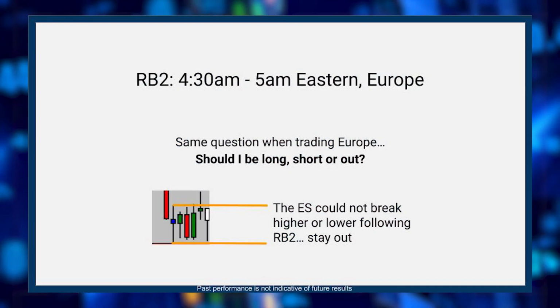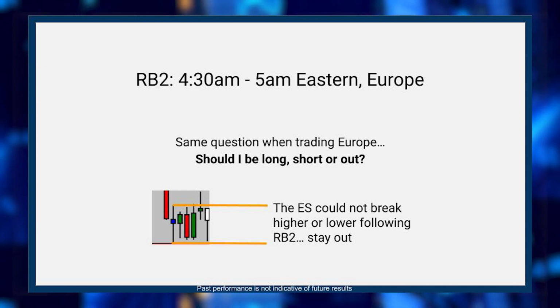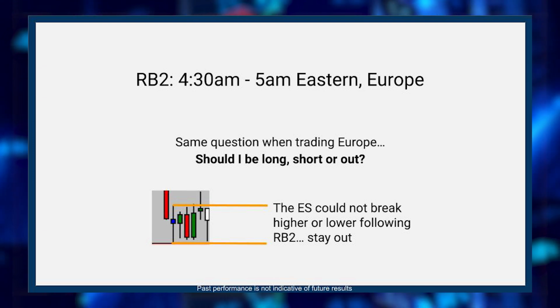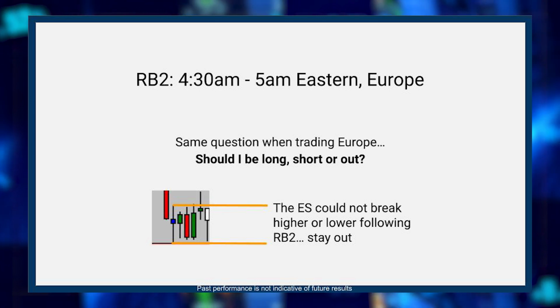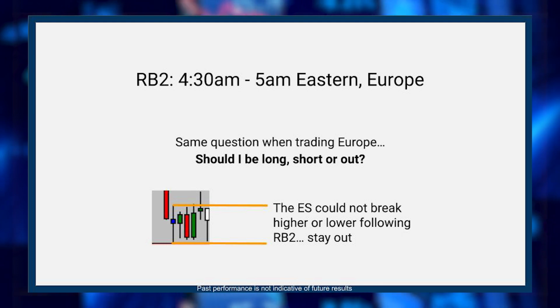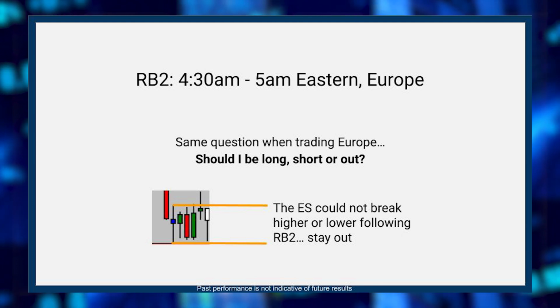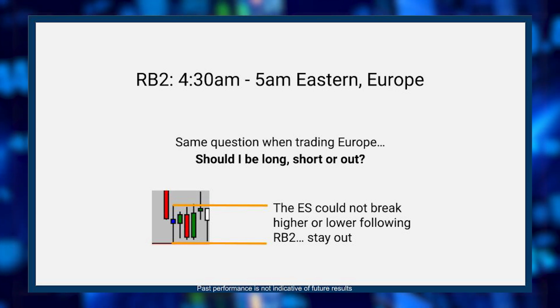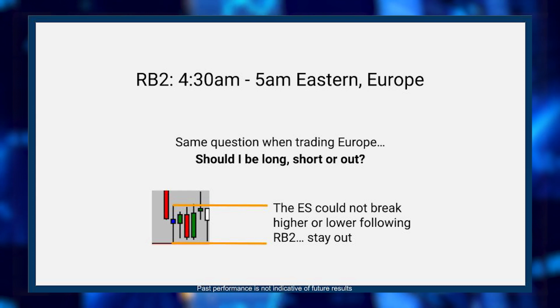Now, when you wake up in the morning, you have RB2, that's 4:30 to 5. And you got to ask yourself, after Europe, you had that run before, whether it was down or up, is the market going to reverse or is it going to accelerate? And should I be long, short, or out? Always that question. Well, how are you going to know? Well, this morning, for example, it was a sideways market, and it could not break higher or lower following it, so you would have stayed out.